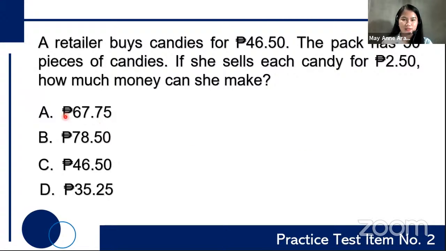But you can also examine the choices. We just have to multiply this and subtract it from the original price. Since both end with 0, and we subtract the product of this and 50, automatically you know that the ending is 0, right? So, we can eliminate options letter D and letter A. Those are not the possible answers. What's left are 78.50 and 46.50. And 46.50 cannot be the answer since that is the original price, because she sold the candy for a higher price. Therefore, we can determine that the answer is 78.50 without the computation. Okay.